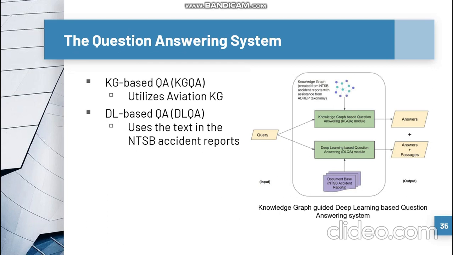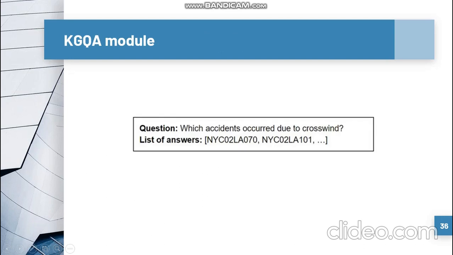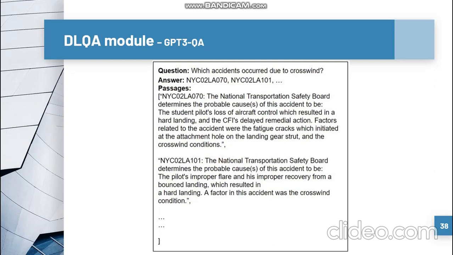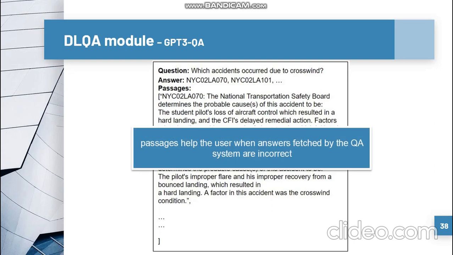The knowledge graph based question answering model outputs the answers directly, while the deep learning based question answering model outputs the answer in the form of passage plus answers. Here's an example. Which accident occurred due to crosswind? The knowledge graph based question answering module will just list out the accident numbers against this question, while the deep learning based question answering module will not only list the accident numbers but also list the passage about that accident.